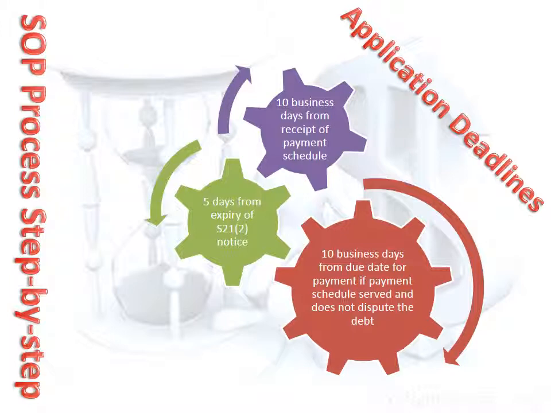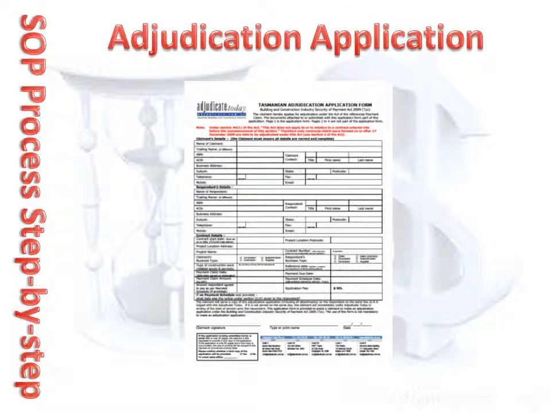Once you have a right to lodge an adjudication application, the next step is to prepare it. We will now look at the preparation of the adjudication application. The adjudication application is made up of three parts: the application form, the written submission, and the attachments.